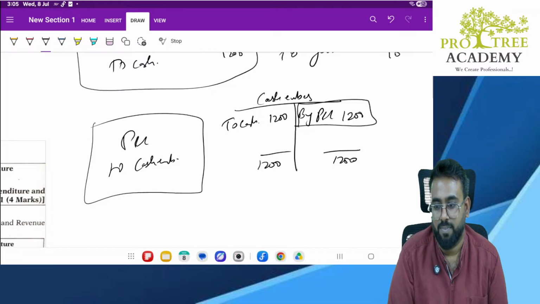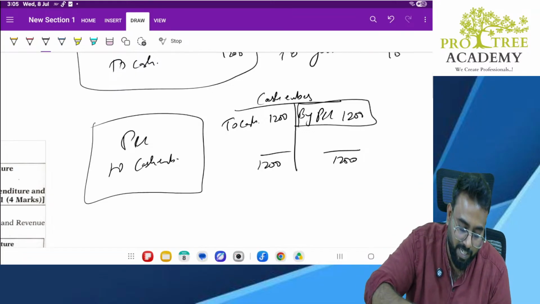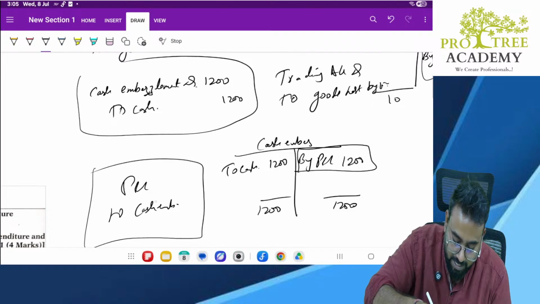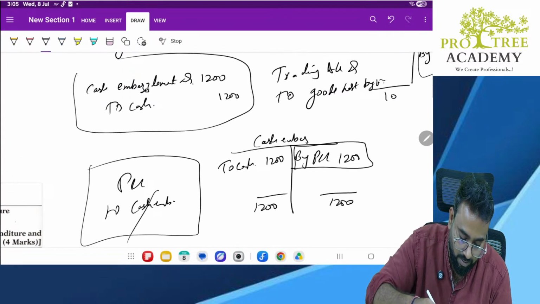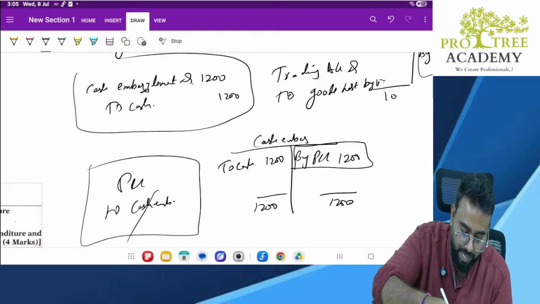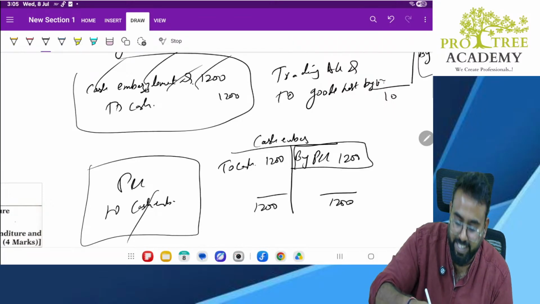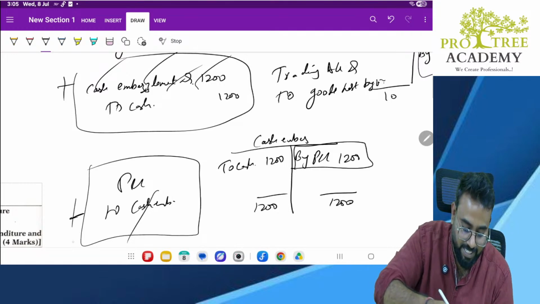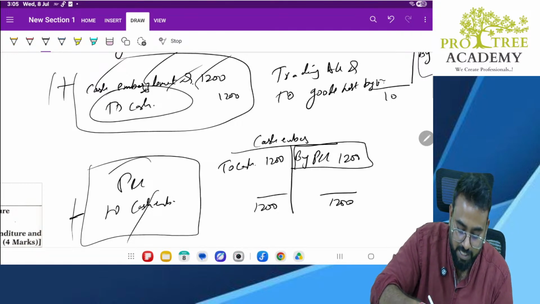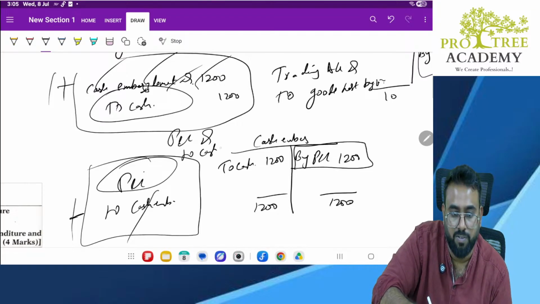Both are correct. Here we recorded two entries. There they recorded only one entry. In simple terms, our mathematics. Cash embezzlement gets cancelled. Debit to credit. Correct or no? This is plus. This is minus. So it gets cancelled out. What will remain? To cash P&L. So it will be P&L account debit to cash account.